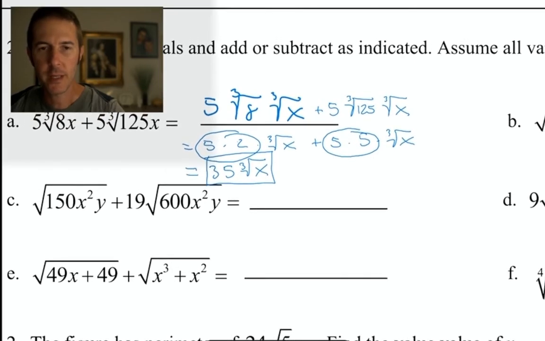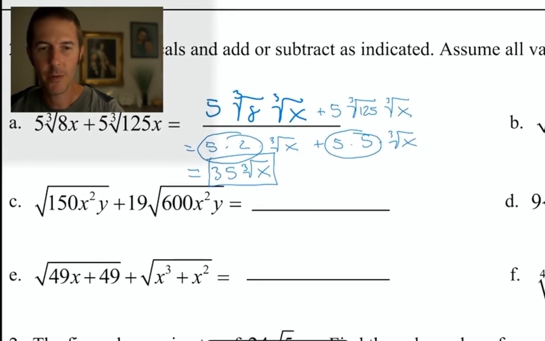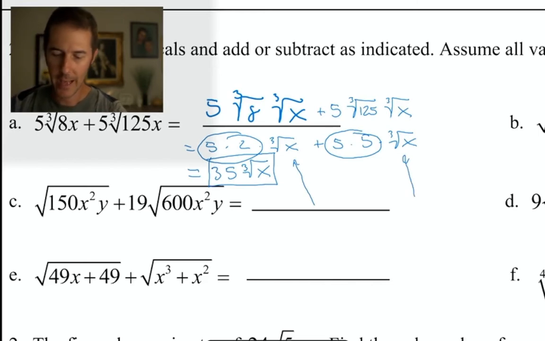So the simplification of these radicals is what's necessary in order to get what you might want to call like terms. Notice that this was cube roots of x, this was cube roots of x, and that's what allowed us to do the arithmetic, adding the coefficients 10 and 25 together.